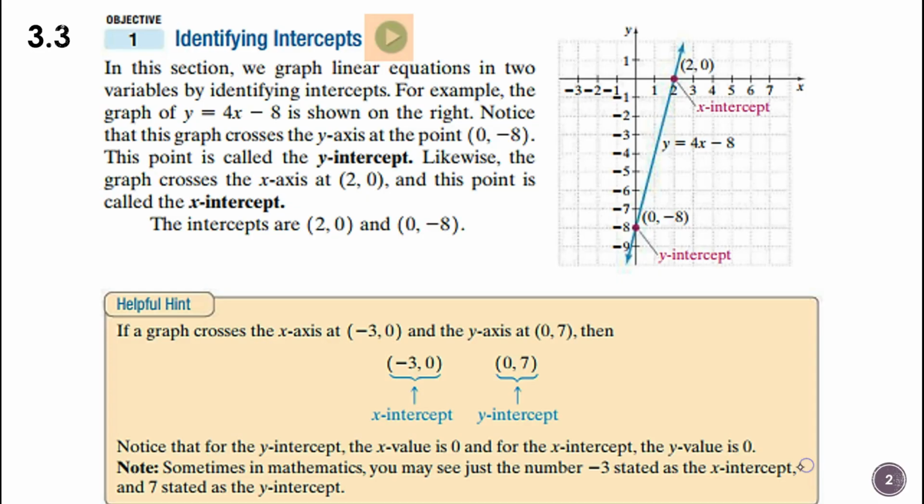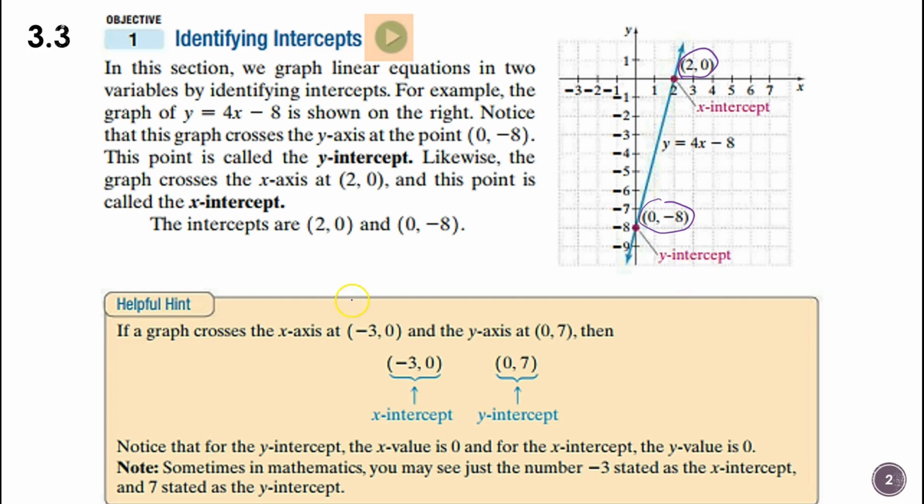Hello everyone. In this section we're going to be talking about intercepts, and so let me explain intercepts to you. If you're looking at this graph, you can see that the blue line goes through (2, 0) and (0, -8). Where it goes through the x-axis, that's called our x-intercept, and where it goes through the y-axis, which is the (0, -8), that's called the y-intercept.